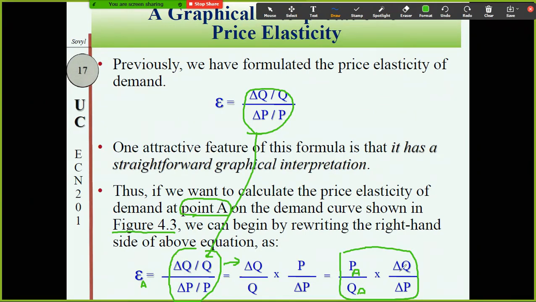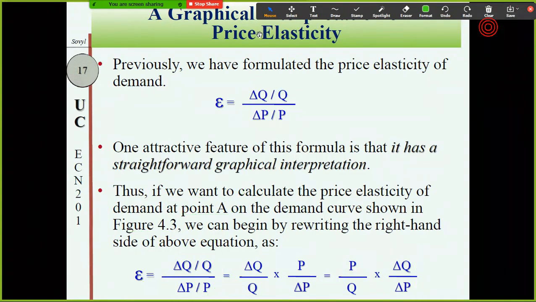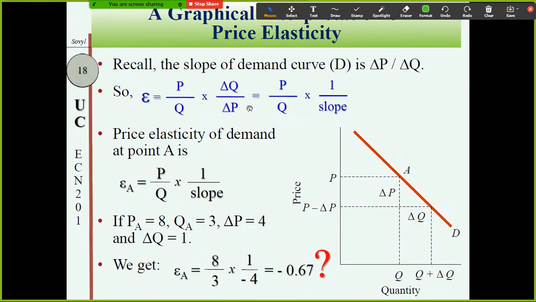Okay, like this one. If we're talking about epsilon at point A, finally we get PA divided by QA, multiplied by change in Q divided by change in P. So what is change in Q? What is change in P? Remember the slope? Remember slope from previous chapters? I think appendix chapter 1 also talks about slope. Slope for a straight line.